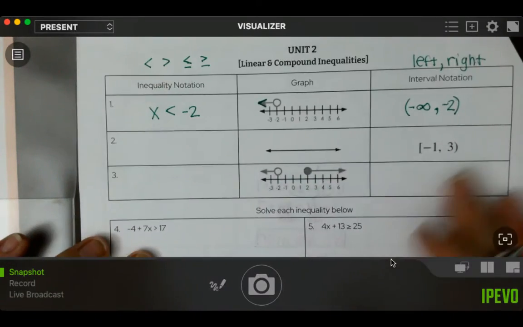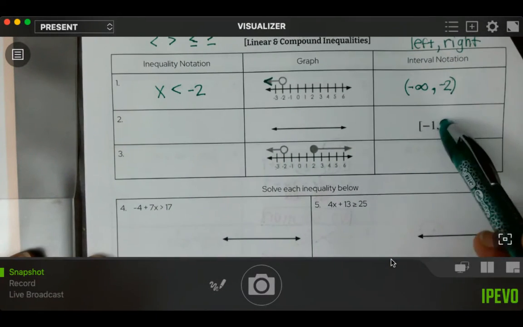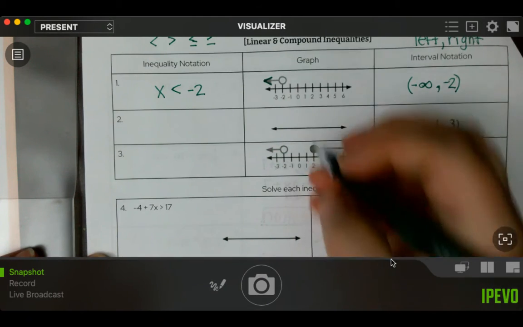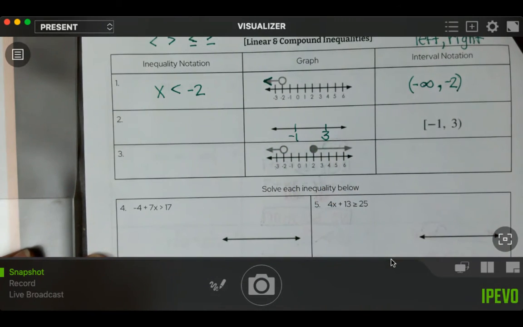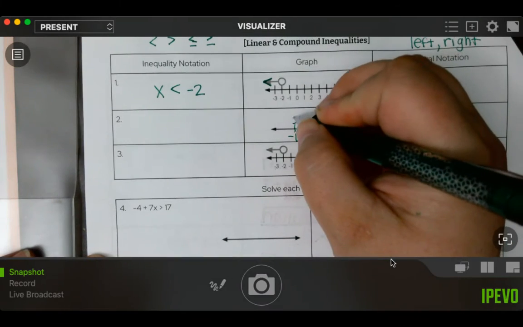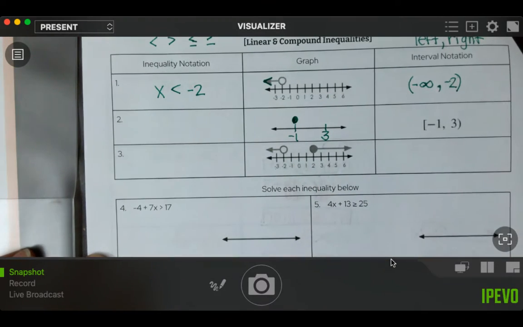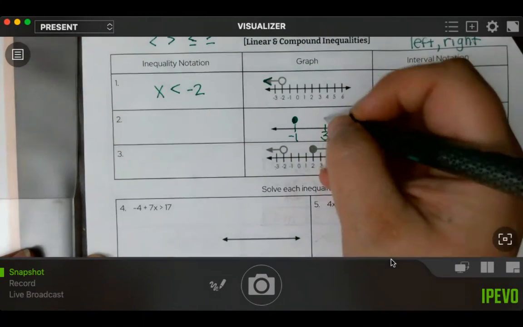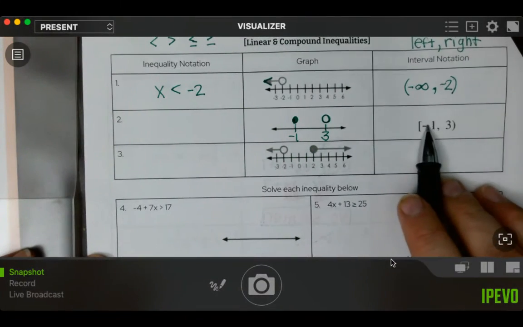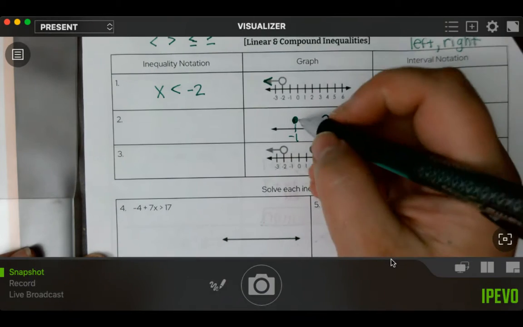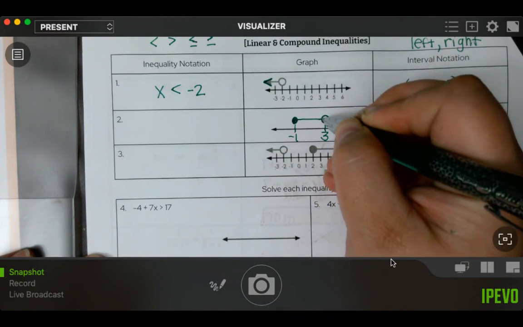Now, I'm going to do one more up here. We're going to graph this guy. It says it goes from negative 1 to 3. Then, since the negative 1 has a bracket, it gets a closed circle. Since the 3 doesn't, it has a parentheses, it gets an open circle. And since it's just in between these, there's no infinities involved, we just connect them like that.